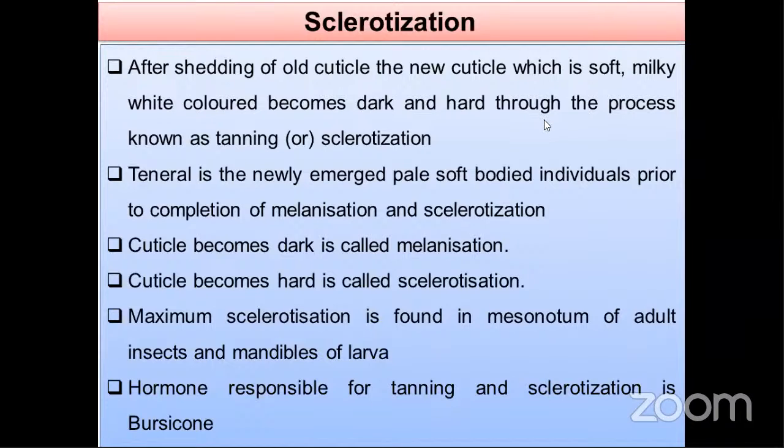The father of insect morphology is Snodgrass. You can remember that.